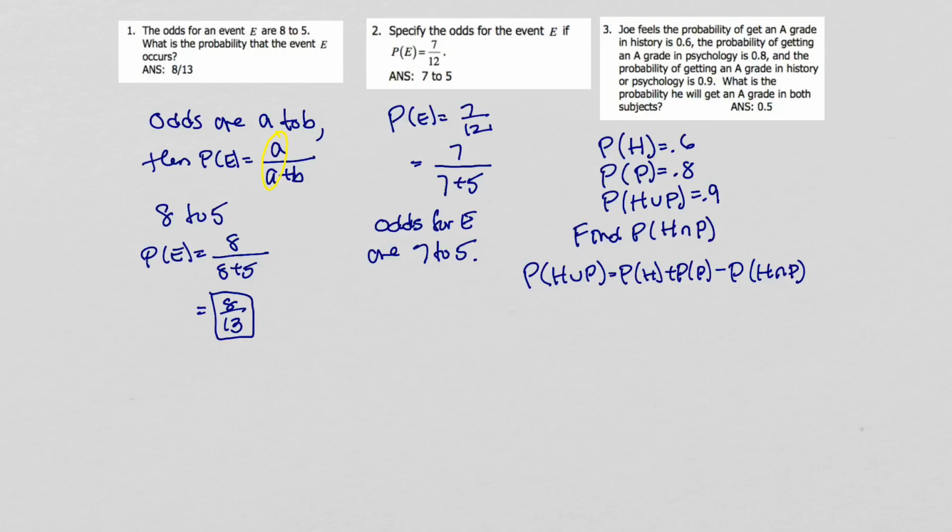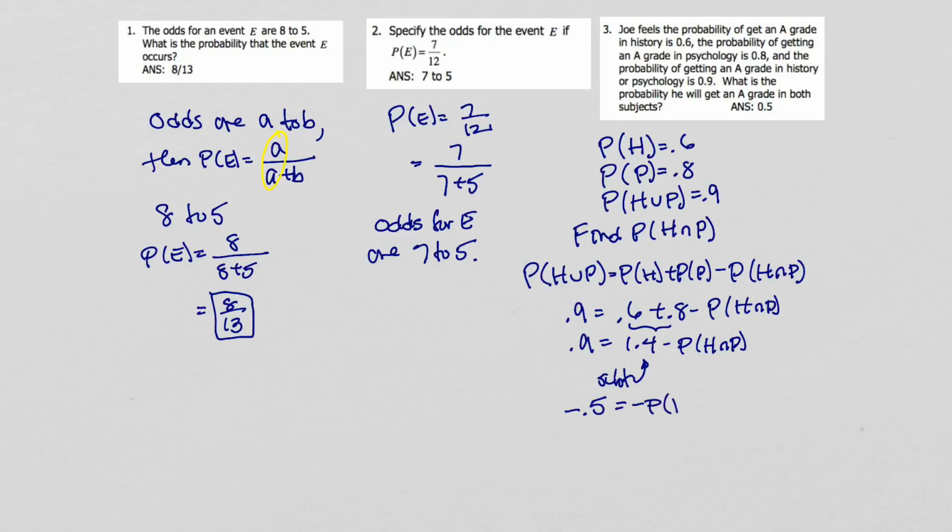Let's just fill in our numbers. This is 0.9 equals 0.6 plus 0.8 minus the one that we're looking for, H intersect P. And this will give us 0.9 equals, now these two together give us 1.4, minus the probability of H intersect P. Let's just subtract that. So we'll get negative 0.5 is equal to negative the probability of H intersect P, giving us that the probability of H and P, both getting an A in history and psychology, is positive 0.5.